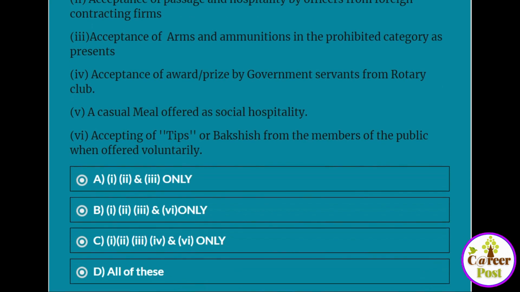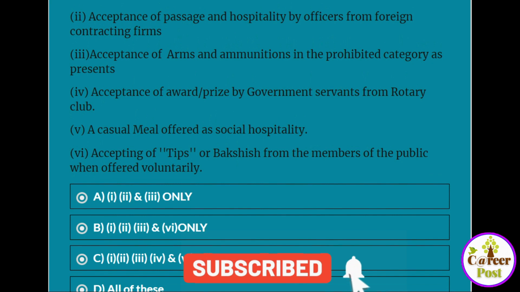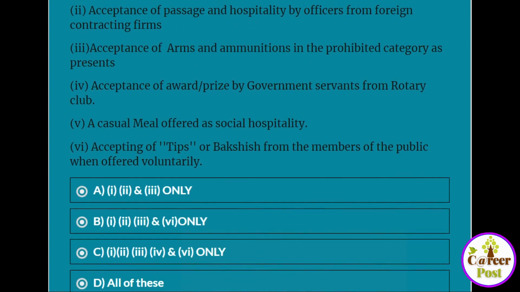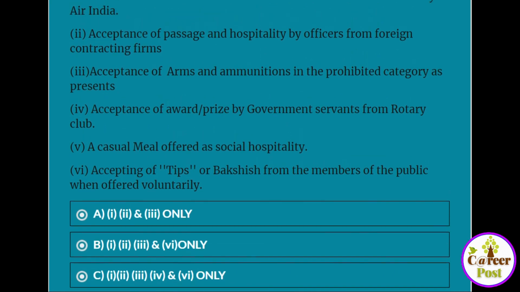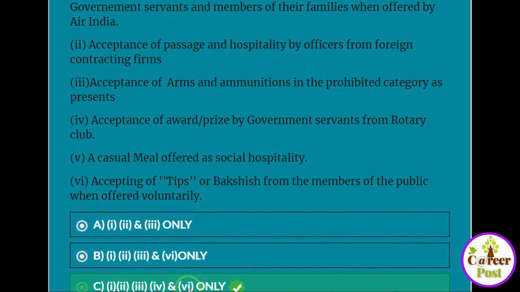The options are 1, 2, 3; 1, 2, 3, 6; C is 1, 2, 3, 4, 6; and the last one is all of these. So you remember all of these. Acceptance of free inaugural flights. The answer is C. 1, 2, 3, 4 and 6 are correct. Fifth one, what is that? Fifth one is the casual meal offered as social hospitality, which is allowed.